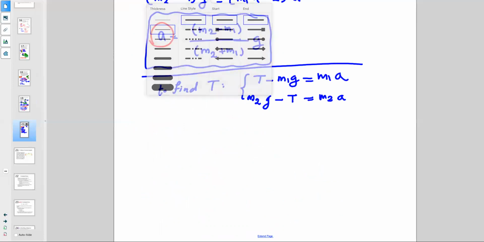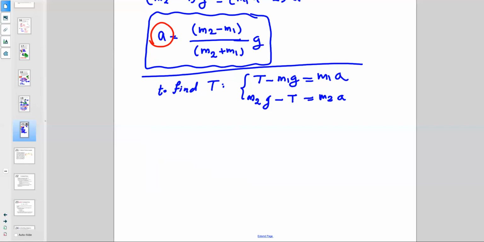Okay, so now when you're looking at this, you want to get rid of this M1 or M2. So I am going to multiply the first equation by, let's see, I can multiply it by M2. Let's do that. Okay. And I can multiply this one by M1, this whole equation by M1. Okay.